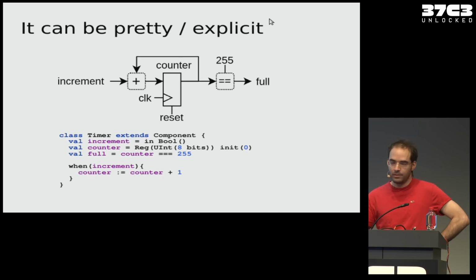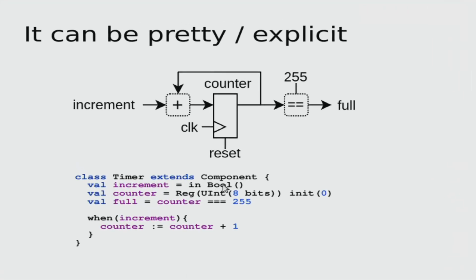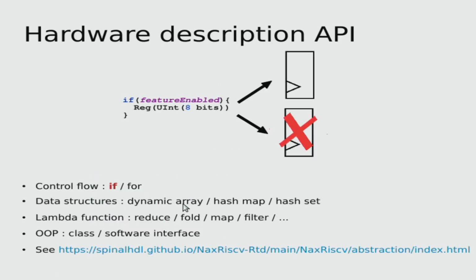I will not go that deep, but for instance, to define some simple hardware with an input and an increment, you say: okay, I want an input Boolean hardware signal. I want a register named counter, a reg of the UInt 8-bit type with a reset value of 0. I want a combinatorial signal which always has this value, and so on. So it gives you the same level of control as VHDL and Verilog in practice. But it can go much further.